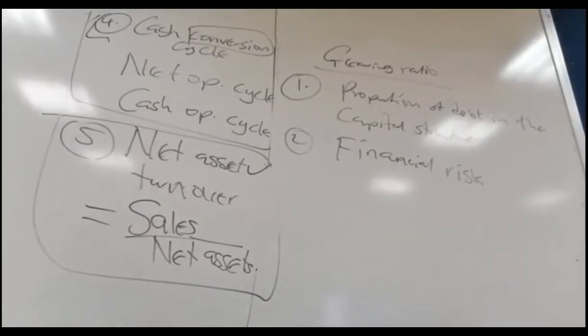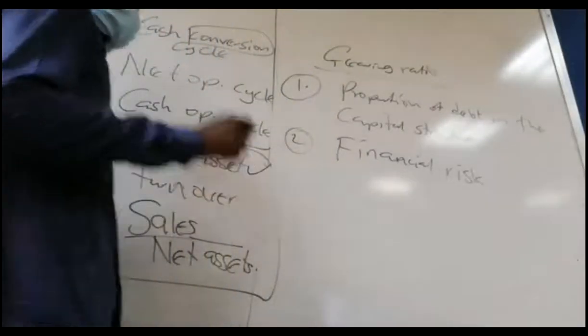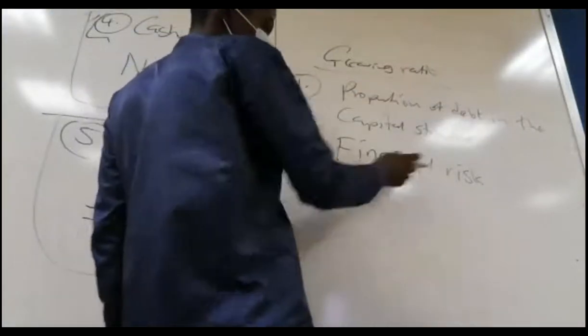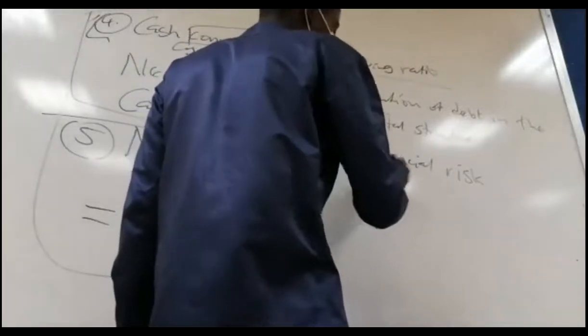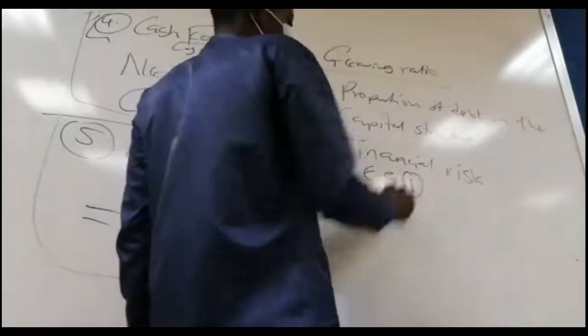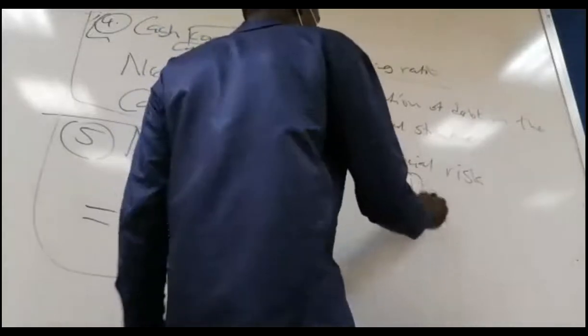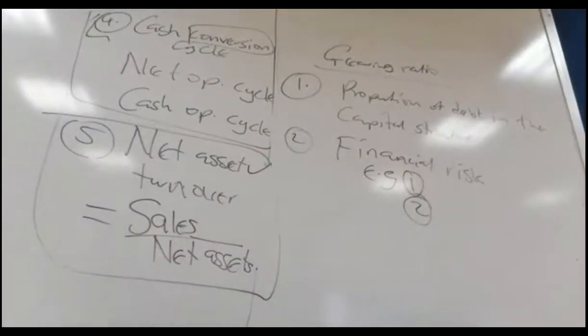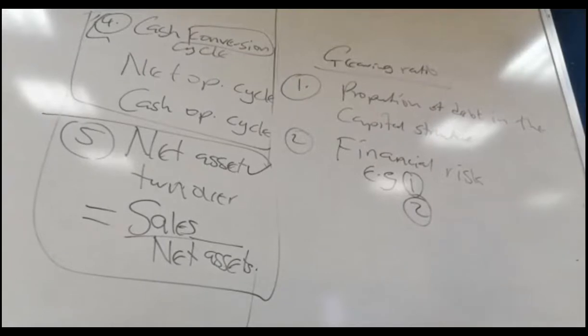So, examples of financial risk. This gearing ratio analyzes financial risks, such as what? Examples of financial risks. One, bankruptcy. Two, default risks. All these are what? Financial risks. They are the risks that are associated with debt.